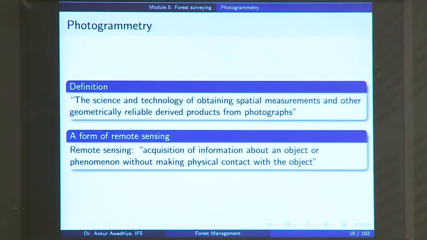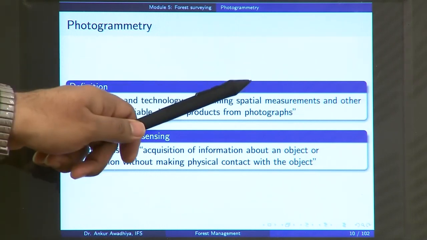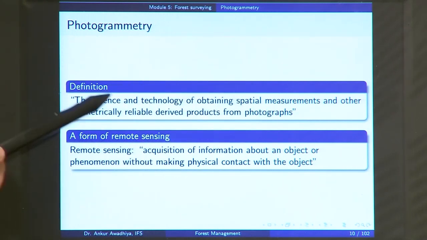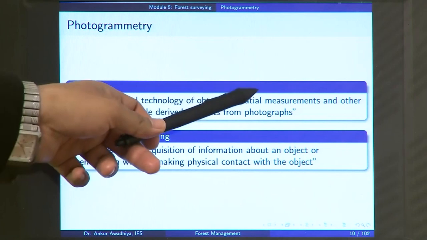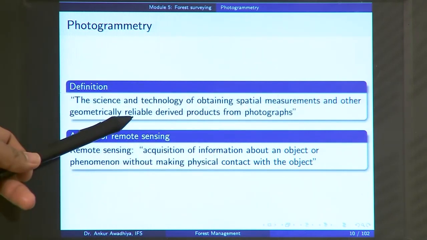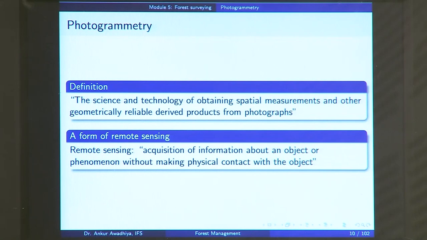Namaste. We move forward our discussion of the methods of forest surveying, and today we will have a look at the method of photogrammetry. Now, photogrammetry is defined as the science and technology of obtaining spatial measurements and other geometrically reliable derived products from photographs. So, it is the science and technology of obtaining what? Spatial measurements, that is measurements over the space, both in two dimensions and in three dimensions. So, the science and technology of obtaining spatial measurements and other geometrically reliable derived products from photographs.